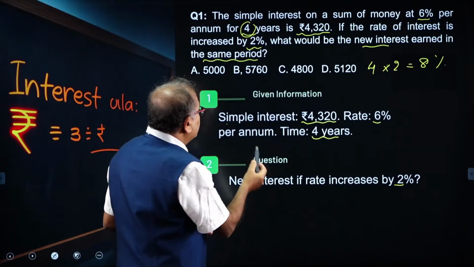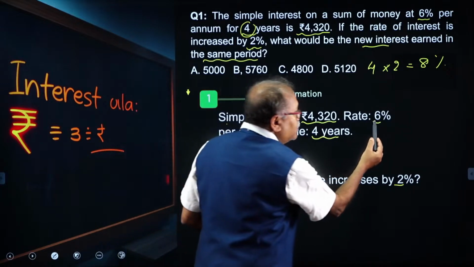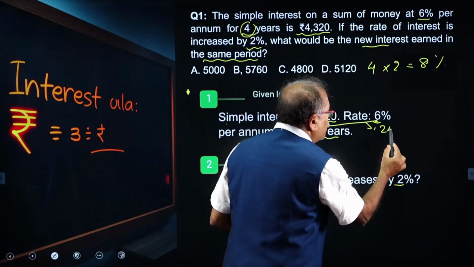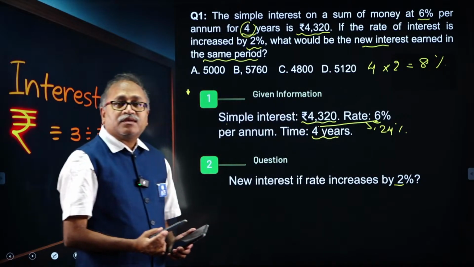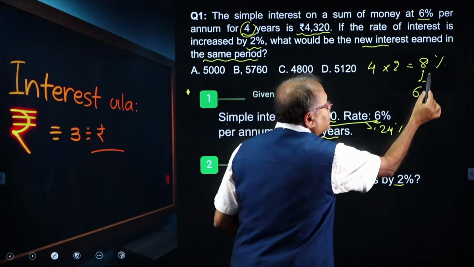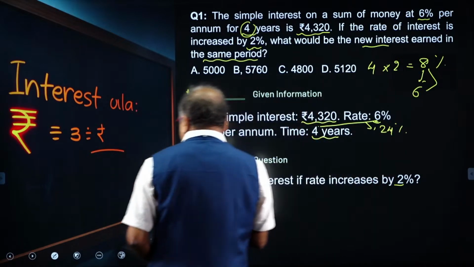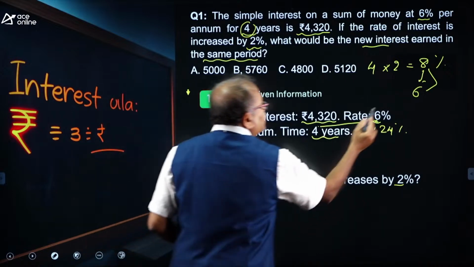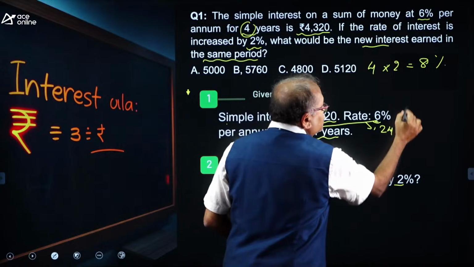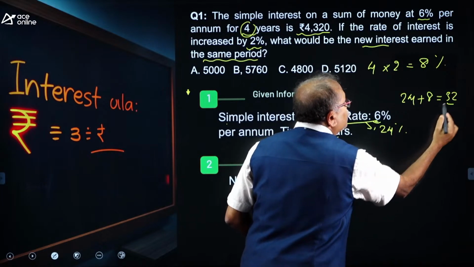Okay. Now, what is given to us? Already the simple interest is given to us at the rate of 6% for a period of 4 years. That means 6 into 4, that is 24%, is given to us. What do I need? I need the extra 8% interest, that means my required interest will be this 24% interest plus extra 8% interest, that is 32% interest.